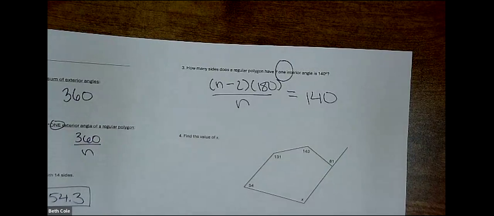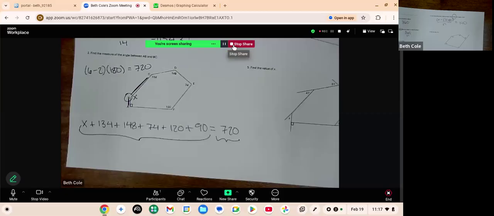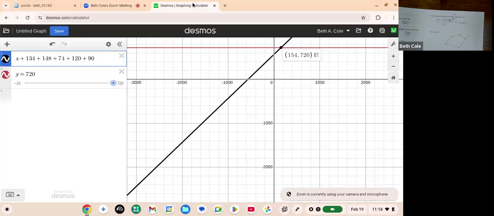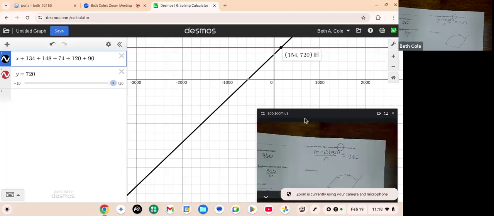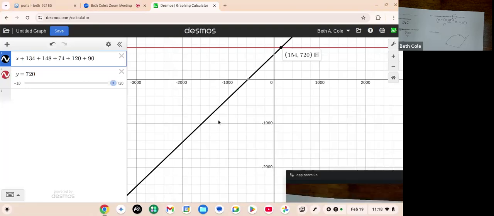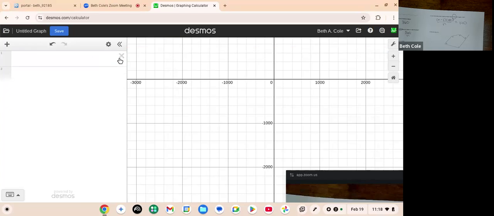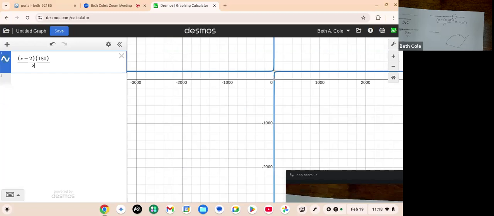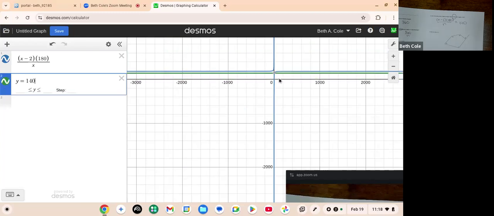But when I type this in, is it going to work if I type N? No. What letter of the alphabet am I going to have to type? Yeah, X. It's going to have to be X, all right? So in the first box, I'm going to put X minus 2. Do you see how I'm putting parentheses? It is not going to work unless you put parentheses, all right? But I just typed the formula, and then down here I'm going to put y equals, what was the number? 140. I'm going to click on the intersection.